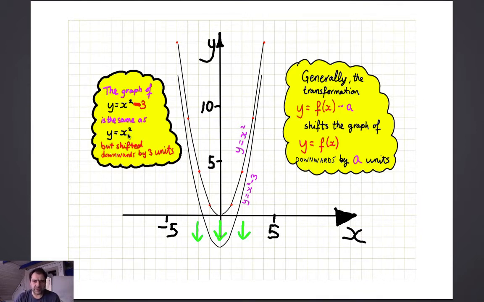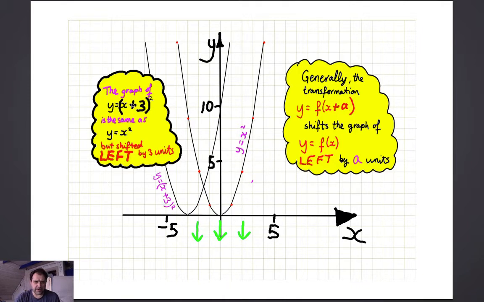Now the next one is perhaps more surprising. So when we did x plus 3 squared, so x plus 3 in brackets and then square that, and we did the table of values, what it did to the graph was shift it towards the left. So in fact, instead of touching where x equals 0, it touches where x is minus 3. The fact that it's gone to the left and touched at minus 3, even though we added 3 to the original x, sometimes surprises people.